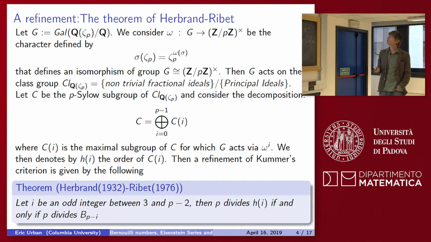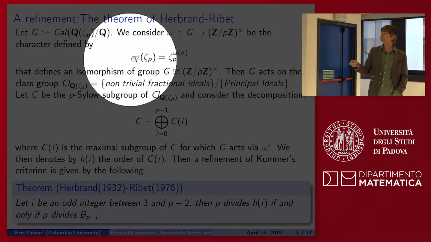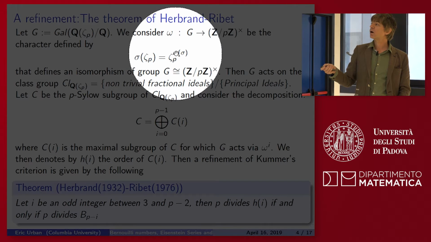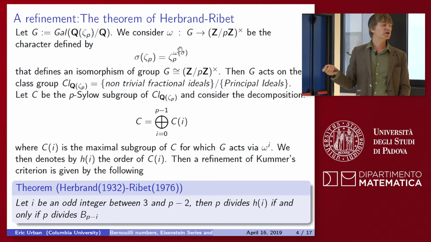Okay. So that means automorphisms that preserve addition and multiplication. And so we can consider a group homomorphism from G into Z mod pZ cross, which is defined as follows: when you apply the automorphism sigma to the p-th root of unity, you get another p-th root of unity to some power, and this power is called omega of sigma, and it is defined modulo p.